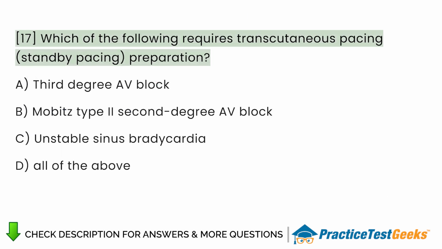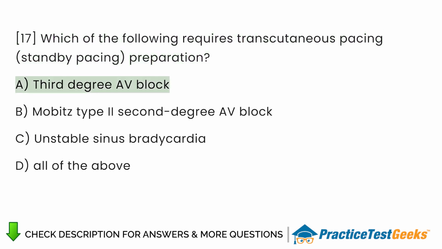Which of the following requires transcutaneous pacing preparation? A. Third-degree AV block. B. Mobitz type 2 second-degree AV block. C. Unstable sinus bradycardia. D. All of the above.